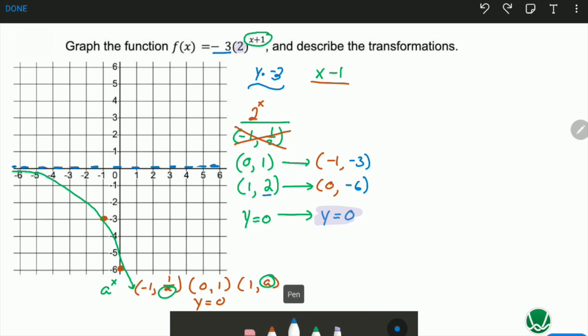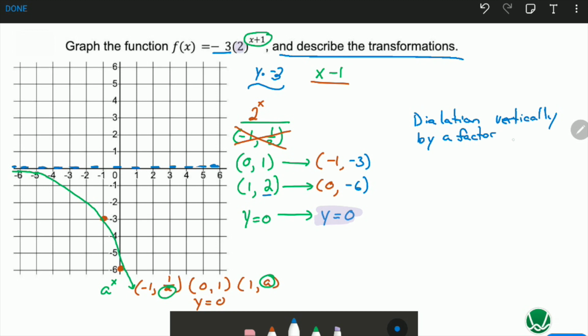Now, as far as describing the transformation part, just as I've done in the past, describing the transformations involves the operation. So multiplication creates a dilation. So long as that number is not 1 or -1, this is -3, so it's going to create dilation vertically, since we're multiplying y values by a factor of 3. The negative actually creates a different type of transformation.